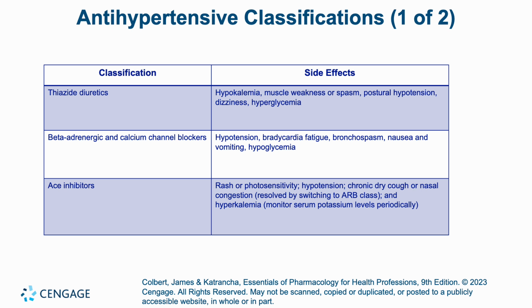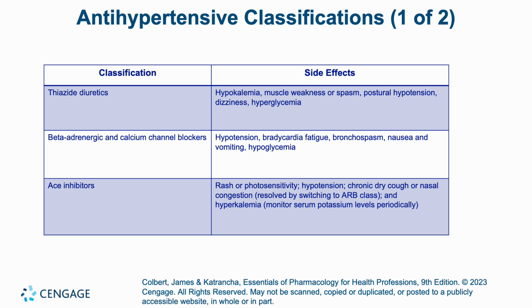Remember that thiazide diuretics can cause excess excretion of potassium as well as sodium, muscle weakness or spasm, postural hypotension, dizziness, and hyperglycemia. Next, we have the beta-adrenergic and calcium channel blockers. These are also generally well tolerated and suitable for initial therapy in many different conditions, including certain arrhythmias and heart failure.